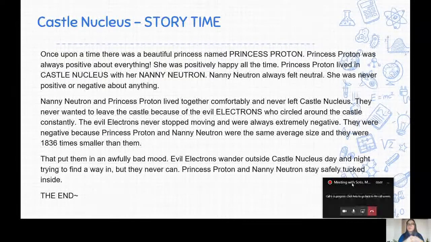Now, the person that lives outside of Castle Nucleus is the evil Electron uncle. So this evil Electron uncle is outside the nucleus, and he's always circling around, going all around. He's so negative, he's so angry, he is so tiny. And he's mad because Princess Proton and Nanny Neutron are so much bigger than him, and they are not negative like he is. So this should help you remember protons and neutrons are inside the nucleus, and electrons are moving around really, really fast outside the nucleus, and they are very tiny in comparison of size. Okay.